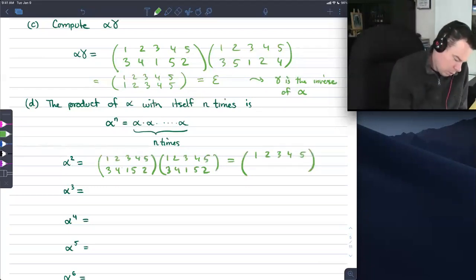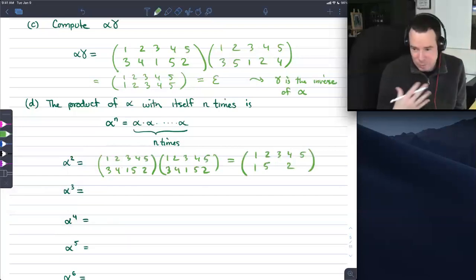1 goes to 3, which goes to 1. 2 goes to 4, which goes to 5. 5 goes to 2, which goes to 4. 4 goes to 5, which goes to 2. Sorry, this is where I must have made a mistake, because I was going to get 2 again, so I have to check these things. 3 goes to 1, and 1 goes to 3. So this is going to be my problem one here.